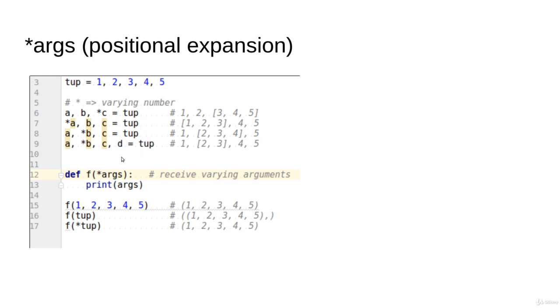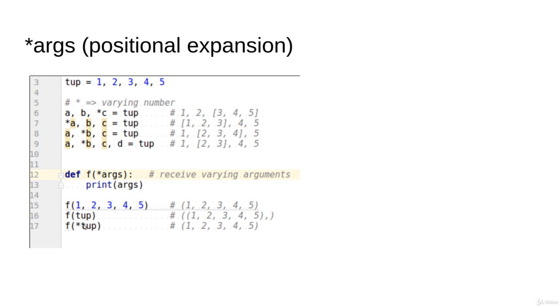In a similar way, you can have a function that takes the asterisk args, and this time it means you are allowing it to receive a varying number of arguments. Like the functions sum and max in Python, they actually take a varying number of arguments. If you pass here f of 1, 2, 3, 4, 5, args will receive all of them, and it will be a tuple of 5 items.